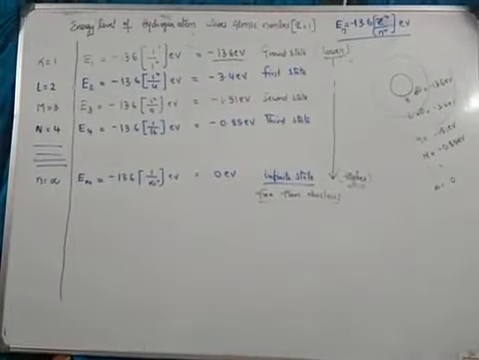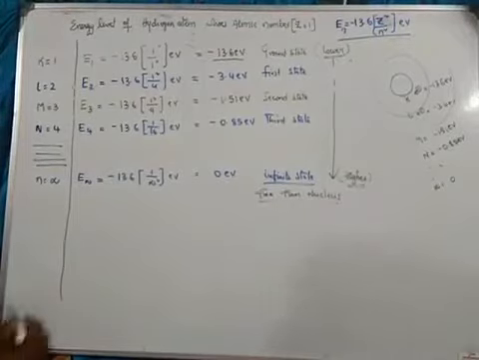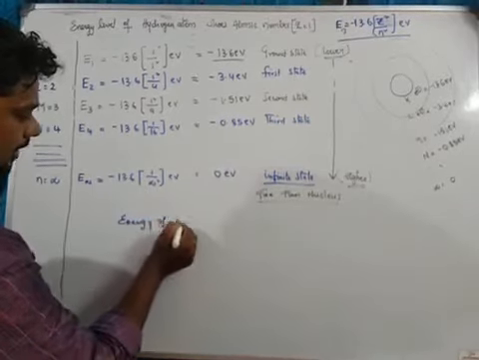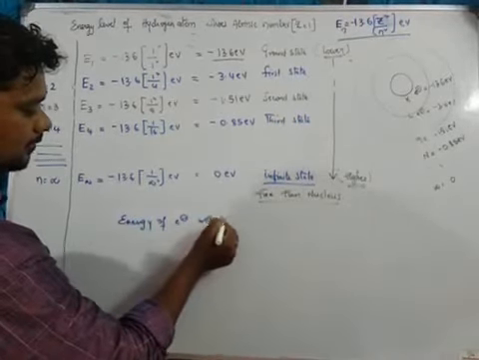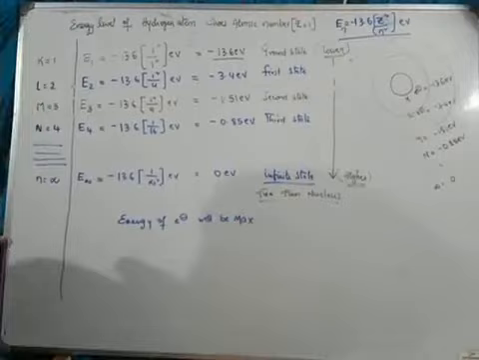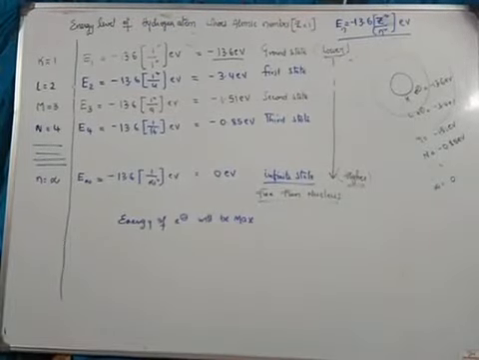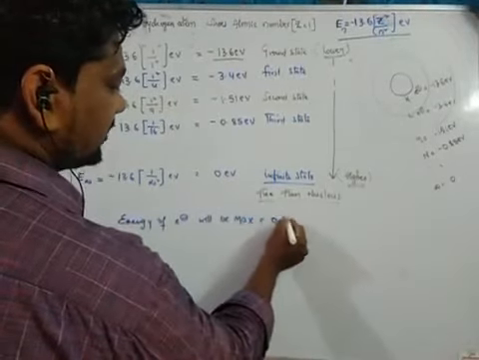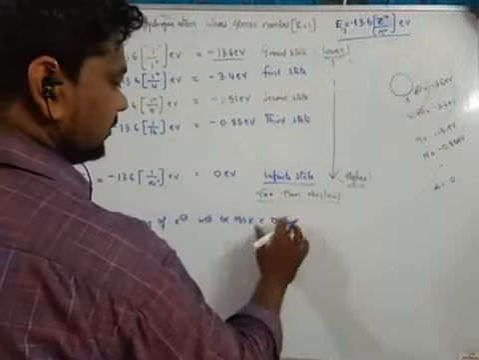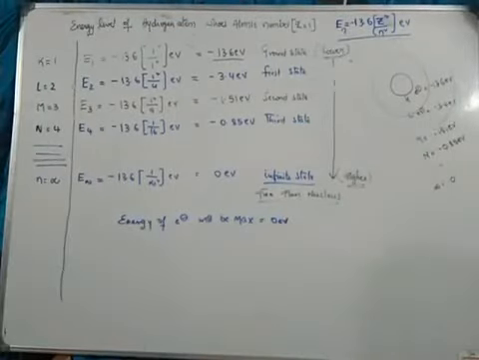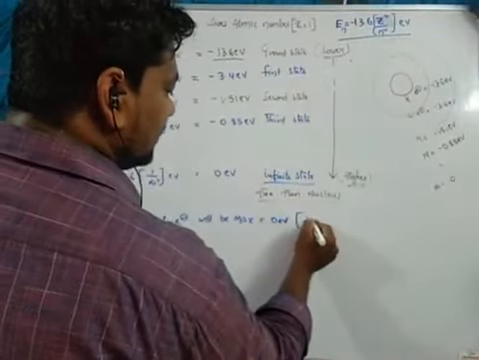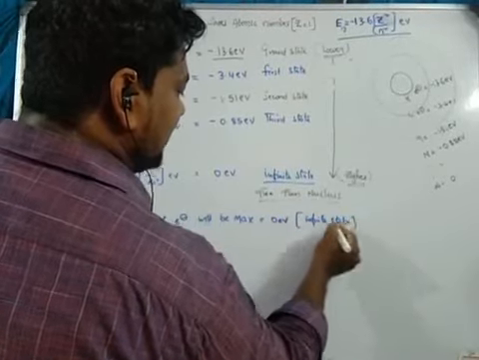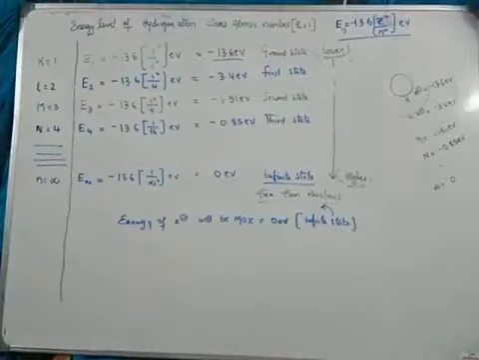Okay, next, energy of electron. Energy of electron will be maximum. So where do we get the maximum? The maximum value is 0 electron volt. 0 electron volt is the maximum value, which we define for the infinite state, and the state is called free from nucleus.